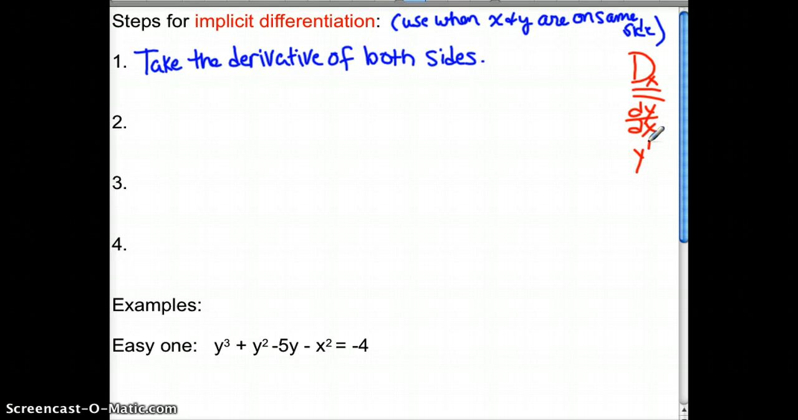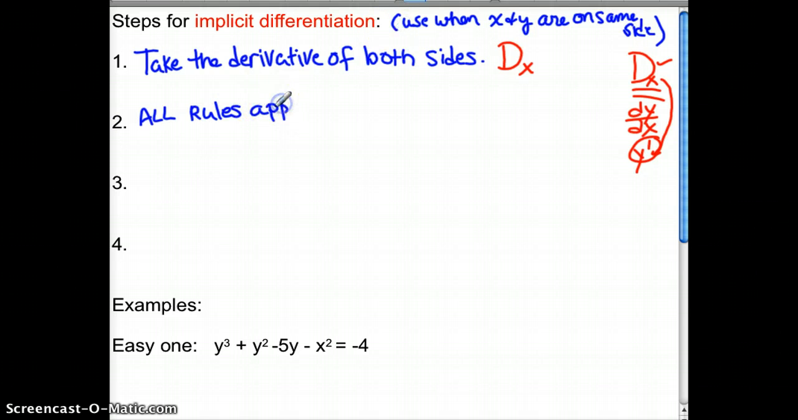Now some of you, after a couple days of this notation, I think will be ready to go right to here, and we'll talk about that when it happens. But for now, we're going to take the derivative with respect to x, again that's just the notation, of both sides of the equation. Step number 2, we are going to remember that all rules for differentiation apply.